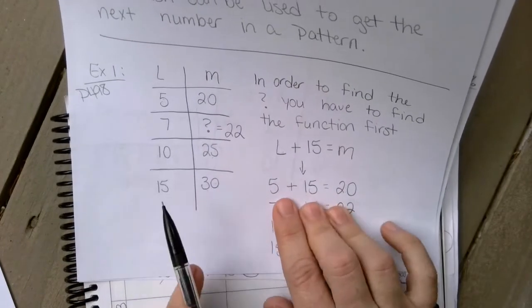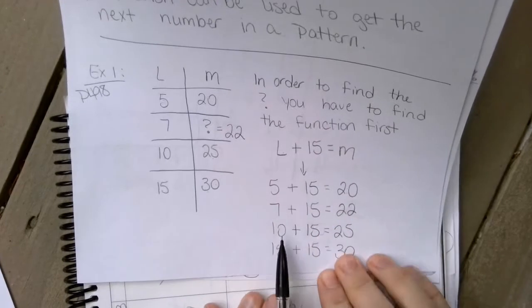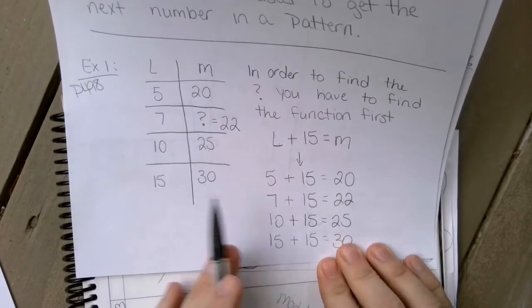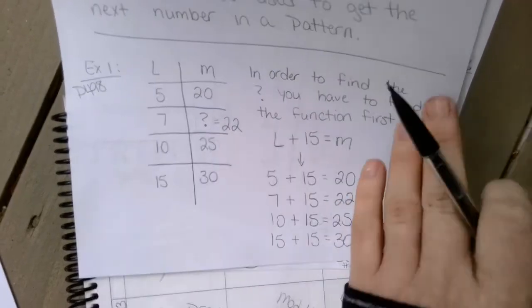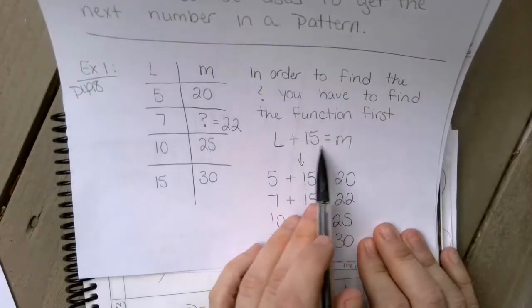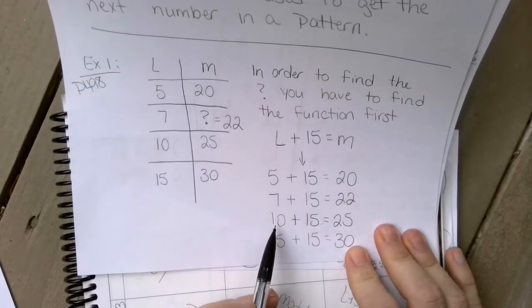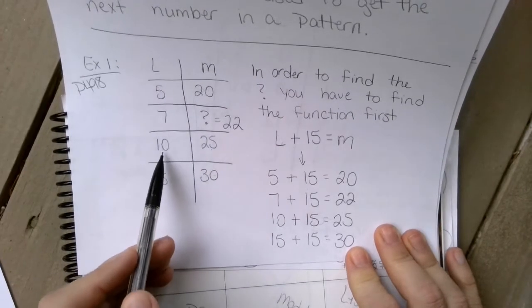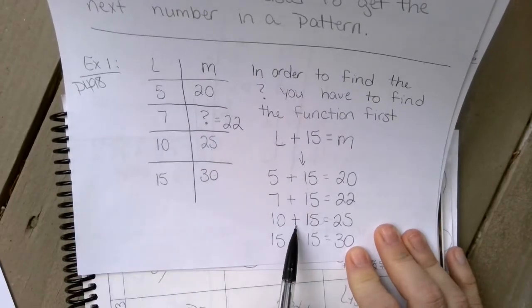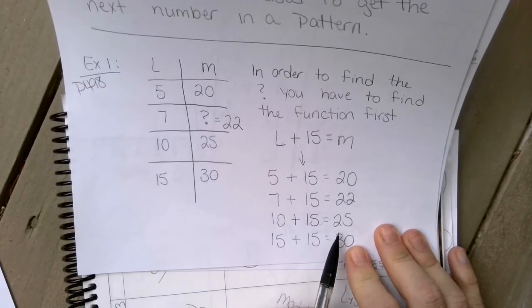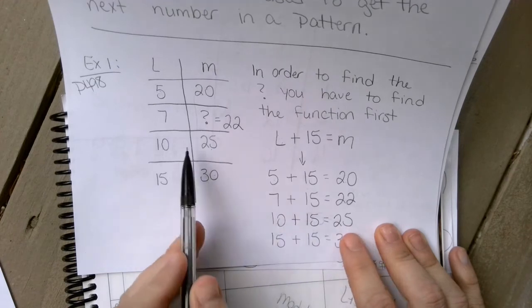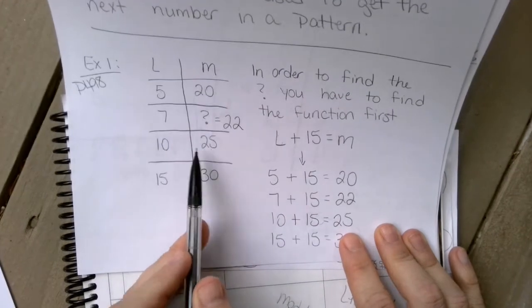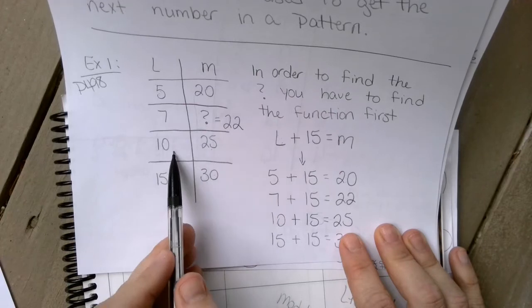Let's look at the next one. I'm going to skip 7 for now. So if you will look at 10 and 25 with me. To make sure that this formula that I guessed still works, I'm going to plug in 10 because that's my next L number. And I'm going to add that to 15. And then if I did that right, then I should get 25 for my M, because 25 is the corresponding pair to 10.